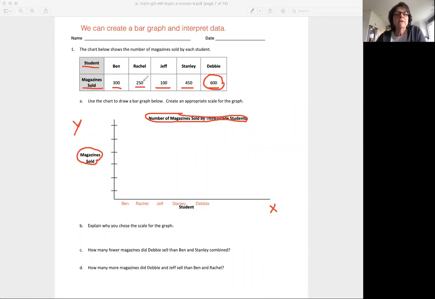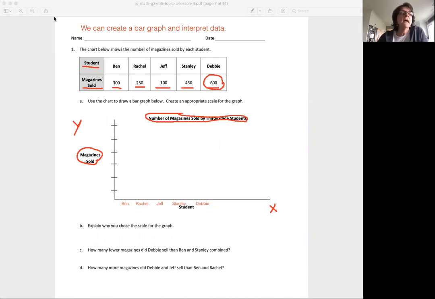Let's look at some of the other numbers I'm going to have to graph. I'm going to have to graph 300, 250. Well, if all of my hash marks represent hundreds, how would I represent 250? 250 is halfway between 200 and 300, so 250 would be halfway between those two numbers on my scale. So I think that this is going to work.